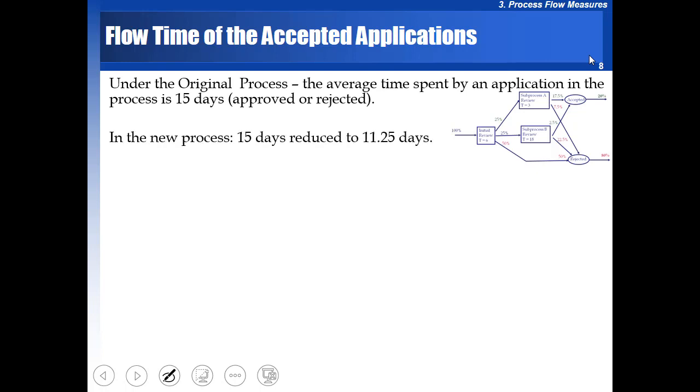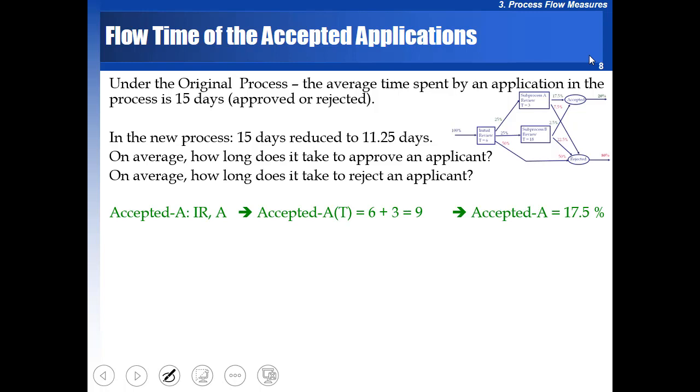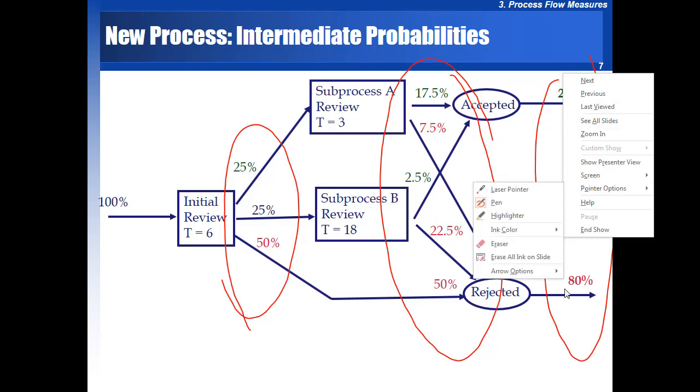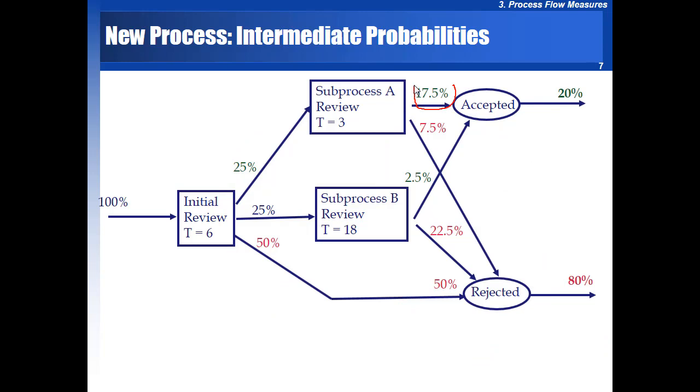Under the original situation, we had 15 days flow time. Under the new situation, we had 11.25 as our flow time. But now let's look at flow times of accepted applications. Accepted applications may go through sub-process A, as we looked at here. 17.5% of applications, accepted applications, go through here. 2.5% of accepted applications go through there. So a total of 20% of applications: 17.5% through this route, 2.5 through this route. I have the time of this route, I have the weight, I have the time of this route, I have the weight.